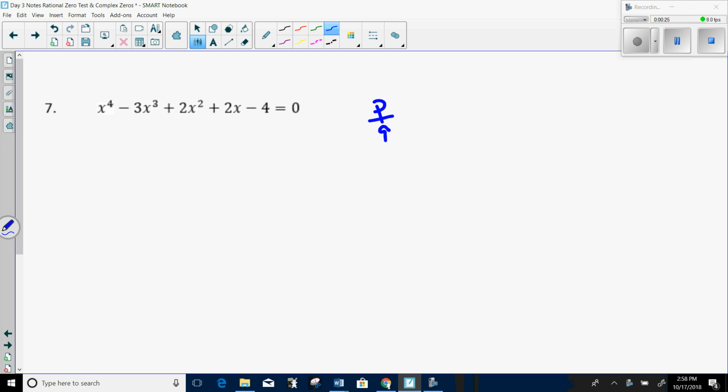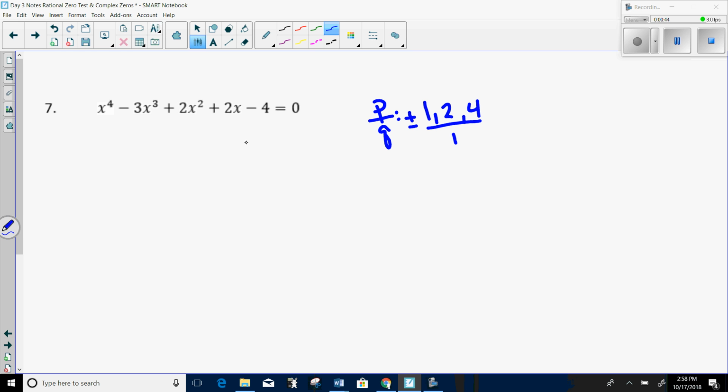So off to the side over here, we're going to do P over Q. Remember, P is the factors of the constant, which in this case would be 1, 2, and 4. Q is the factors of the leading coefficient, which is 1 in this case. So the factors of 1 are 1. You do positive and negative of all of those, and then all of those divisions. So it'd just be 1, 2, and 4.